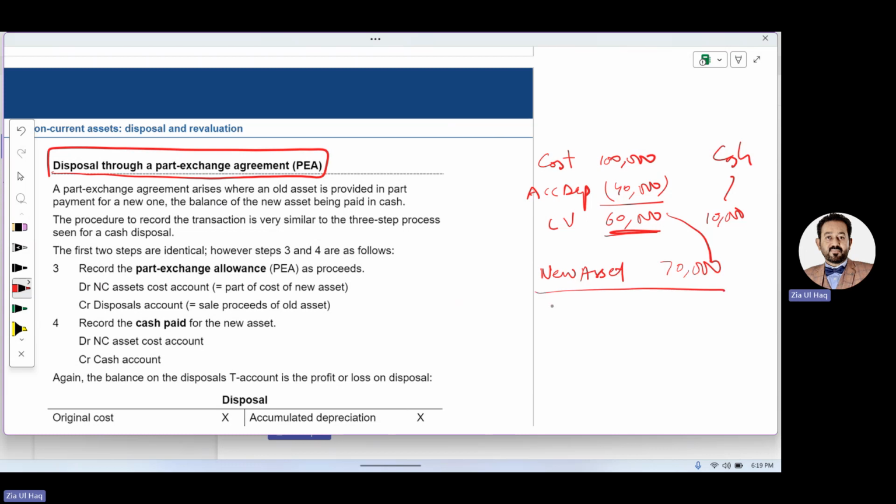What will we record for this? We will record two accounting entries: debit new asset, credit disposal.